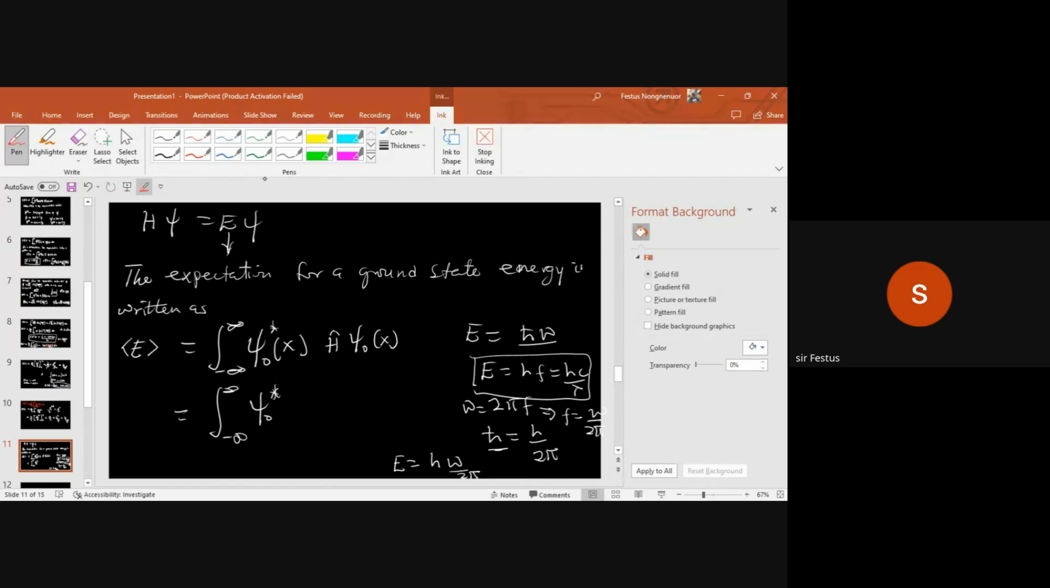But now we are talking about the average expectation. So average means half of it. That is why you see it here as 1 on 2 h nu, then psi naught of x. This 2 is coming because you are dealing with the average. So the average of this energy will be this. So this would be the expectation.